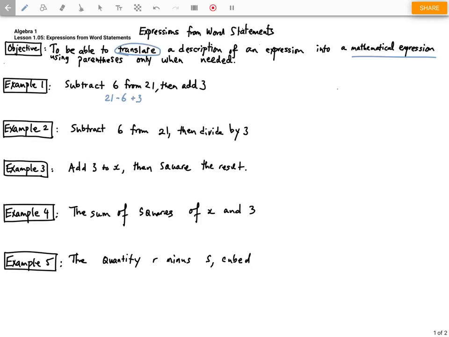Please note, in this case, no parentheses are needed because addition and subtraction are done in order from left to right. So there's no parentheses needed.